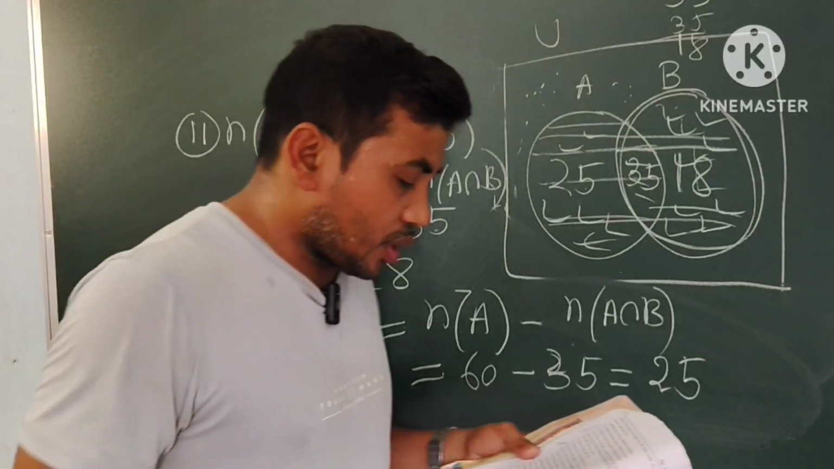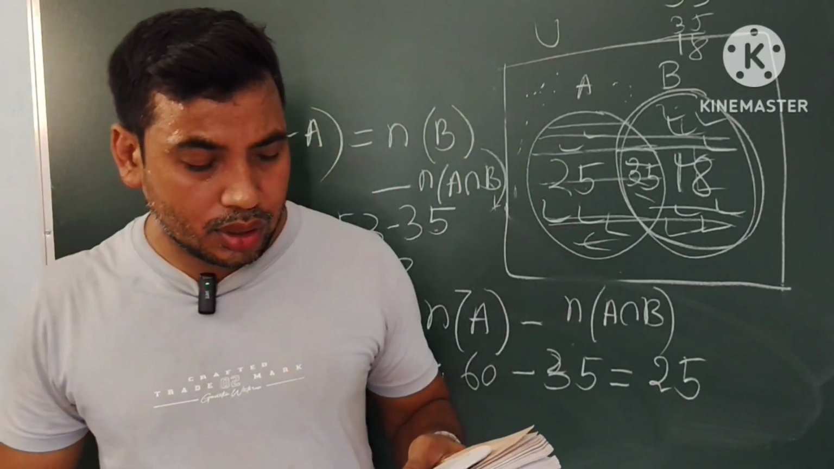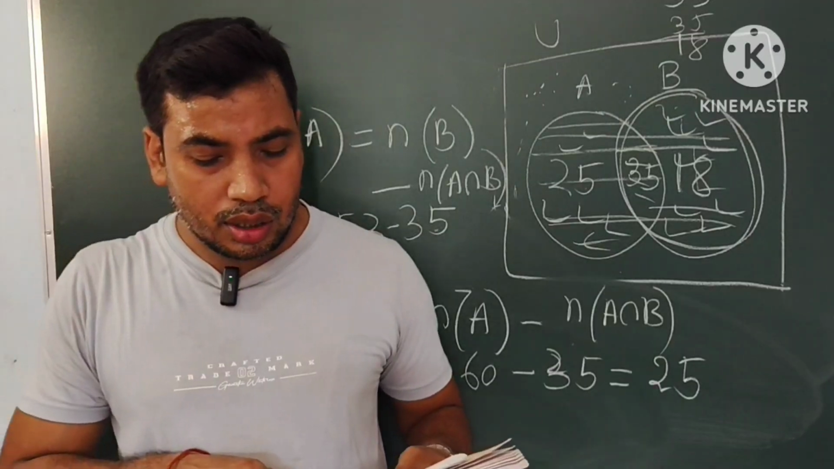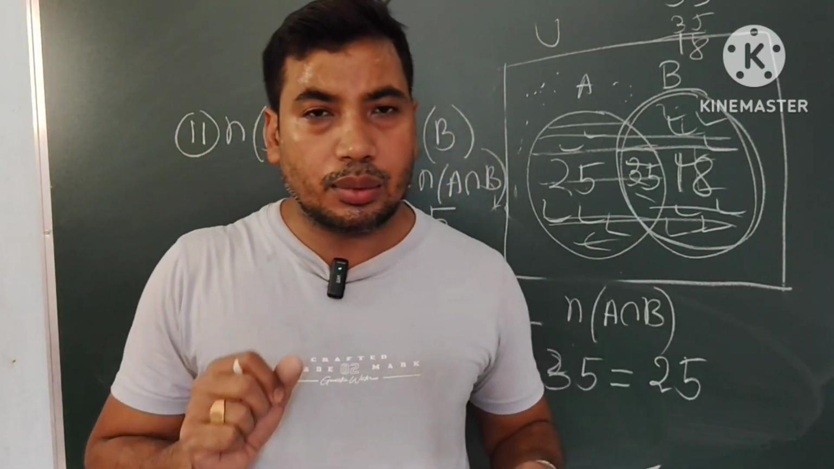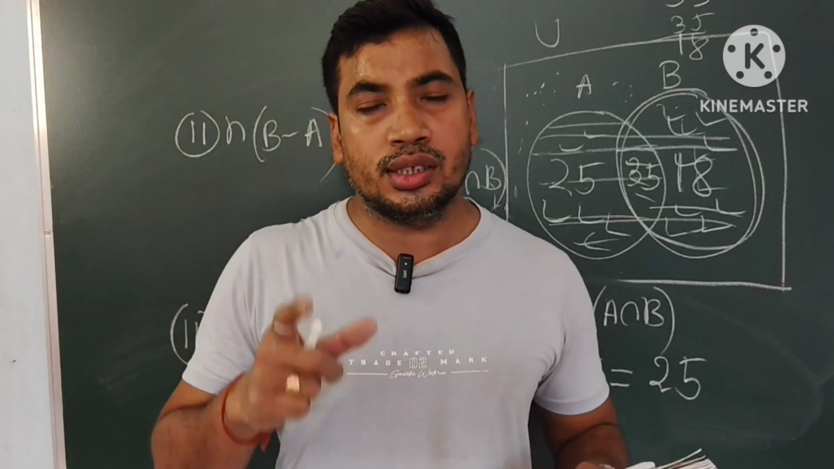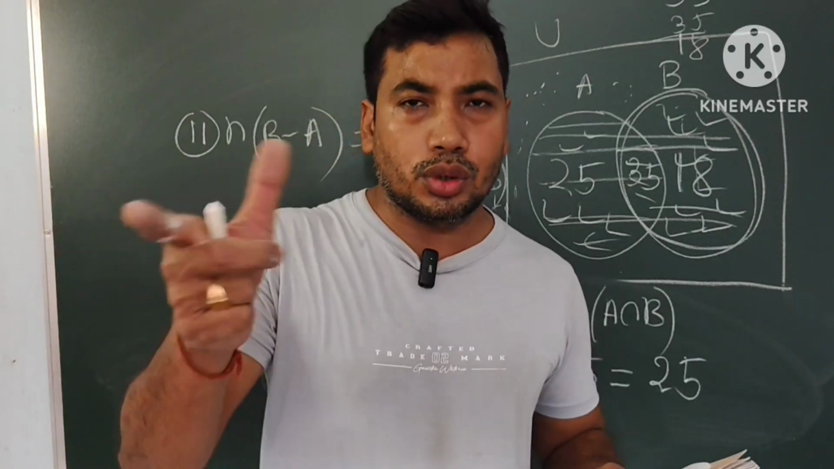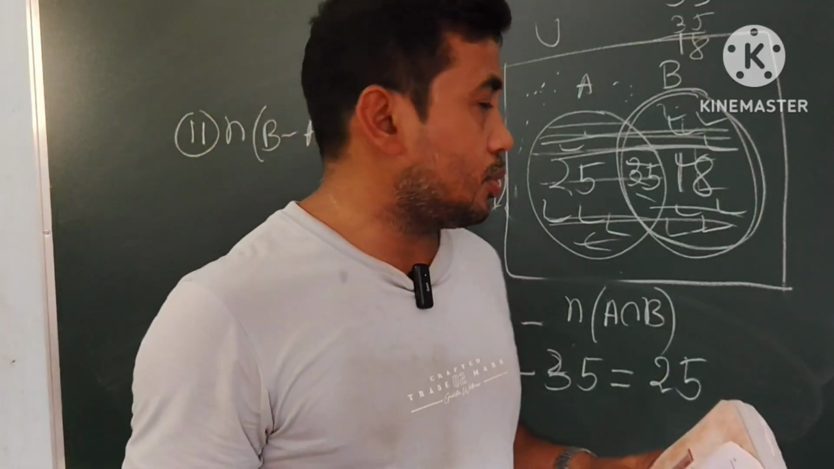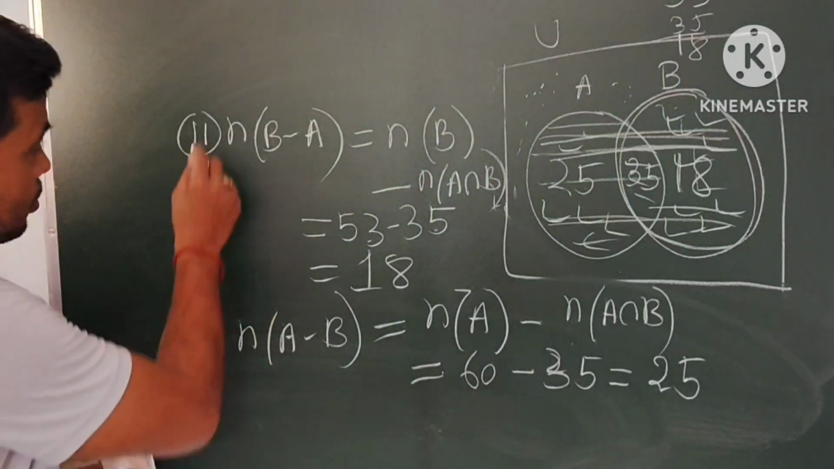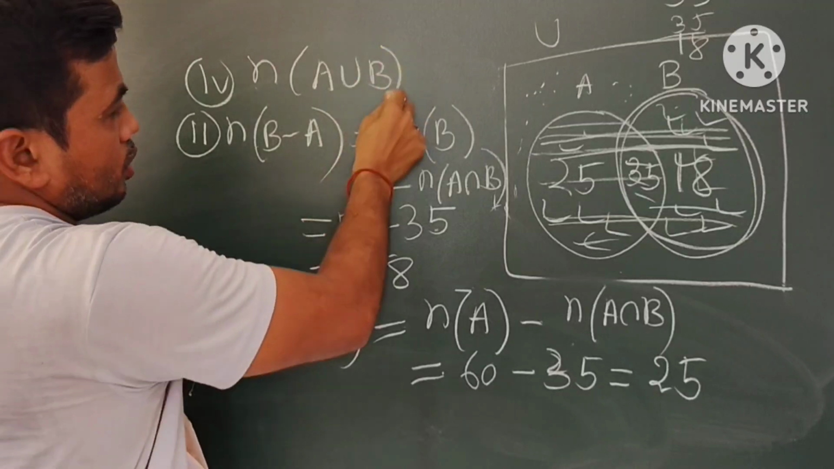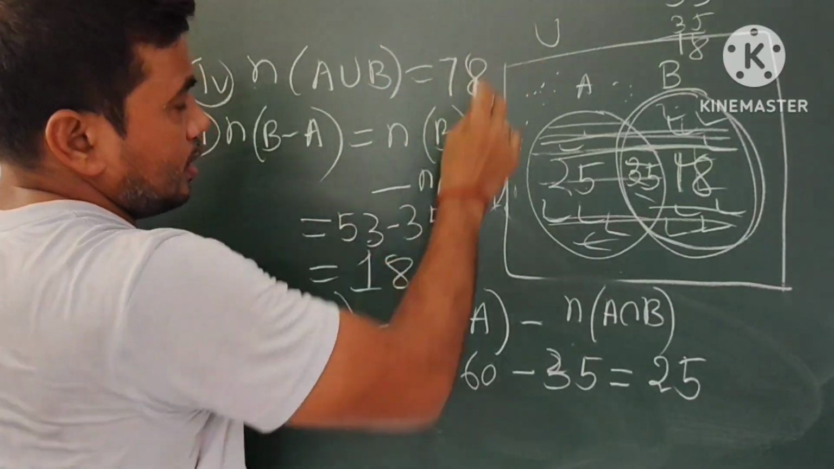And now see what is given in the fourth example. How many students play at least one of the two games? That means, at least means what? How many students play only one game or both games? And the answer is 78. That means in example 4 we have to find n(A union B), and we already found 78.